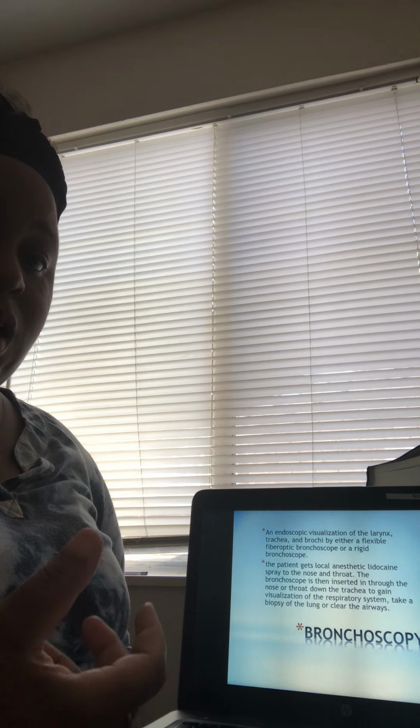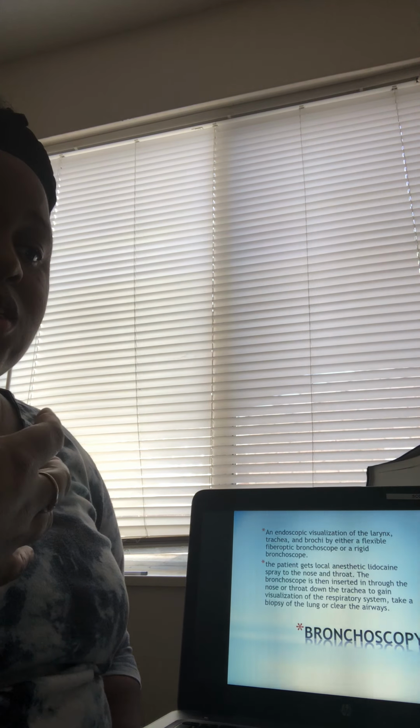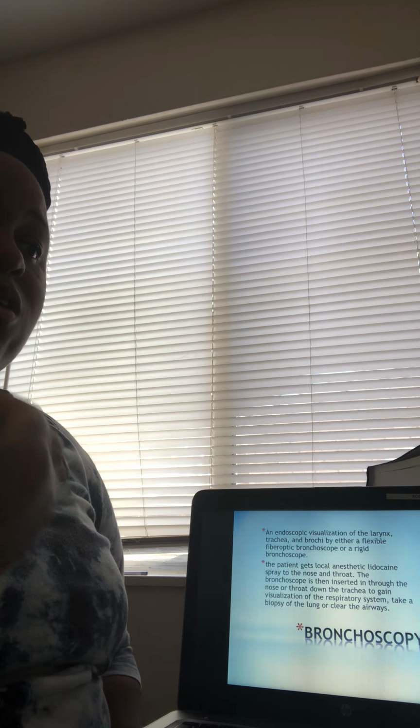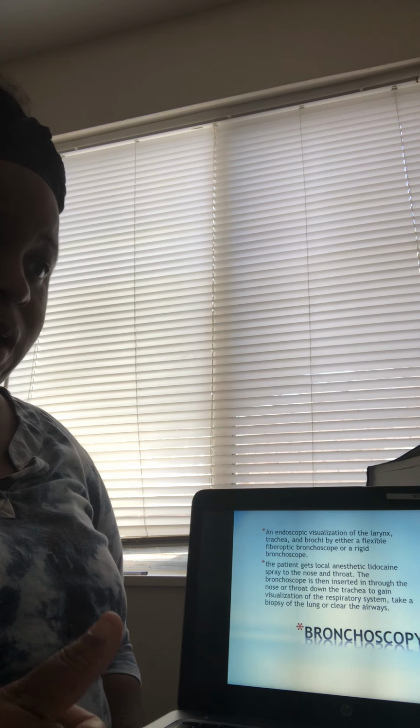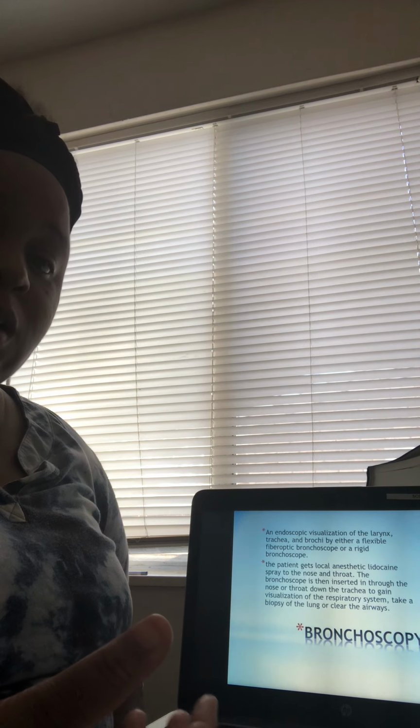If you have a continuous cough or shortness of breath and you can't get it by the pulse ox, you can't get it from outside of the body or examining outside the body, we need to go in and get a visual look inside the lungs and see what is actually going on.